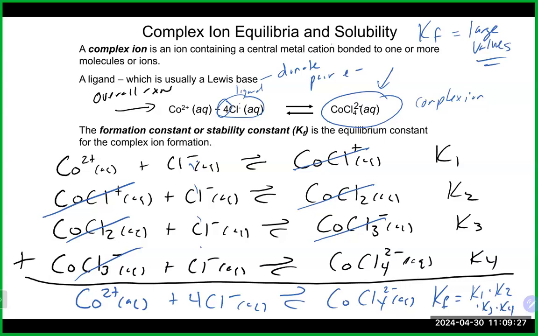So sometimes with these problems, as we will see, sometimes it'll give you the overall end reaction that happens after all the ligands are attached. Sometimes they may give it to you in a stepwise fashion. You can add them together, get the overall reaction, and multiply the K values together.